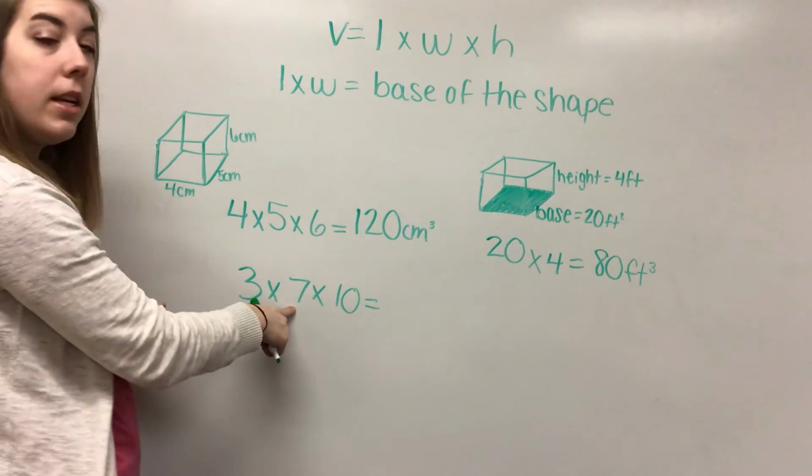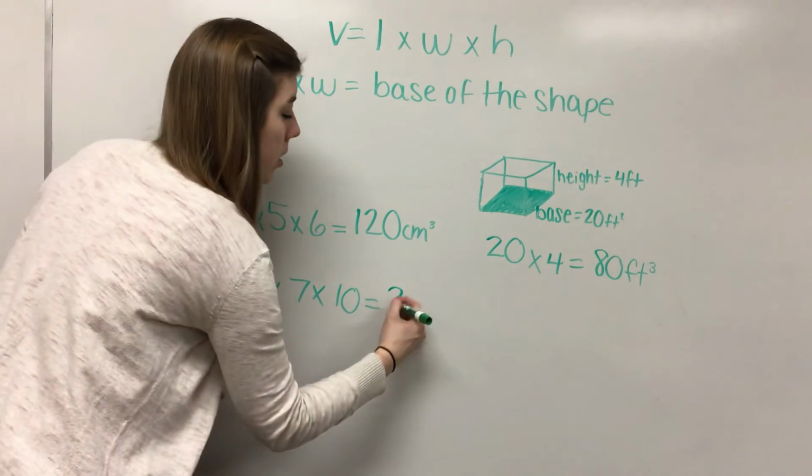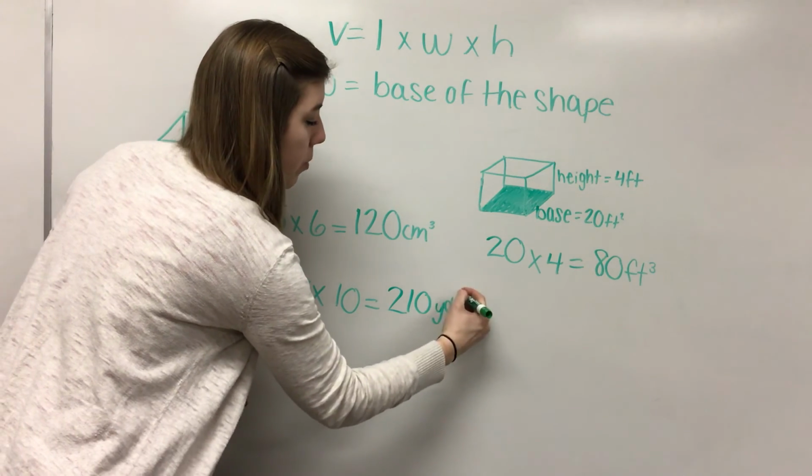3 times 7 is 21. 21 times 1 is 21, add a 0. And then whatever your unit is, cubed.